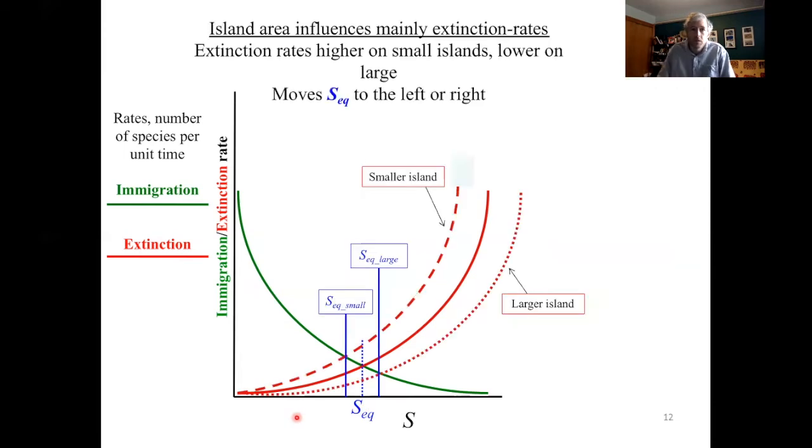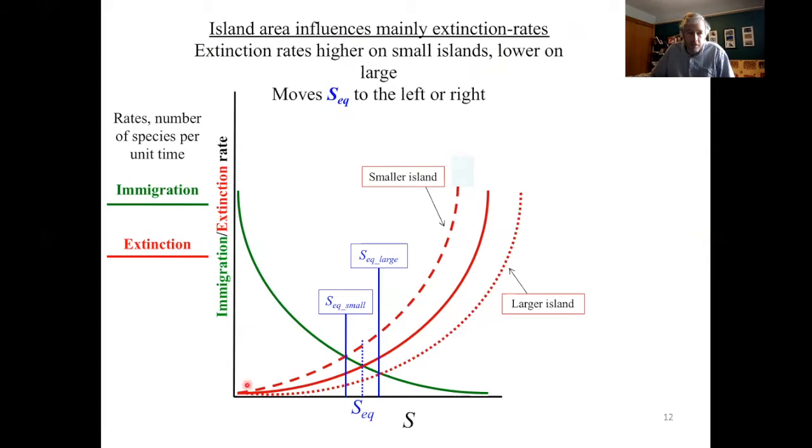So we might think about what are the physical characteristics of an island. Not all islands are exactly the same. What are the physical characteristics of an island and how do they change these immigration and extinction rates? Well, the island area, so the size of an island, influences mainly extinction rates. Extinction rates are higher on small islands because there's fewer resources to go around, so there's higher competition. And extinction rates are lower on large islands. What this does is it moves the equilibrium point to the left or right.